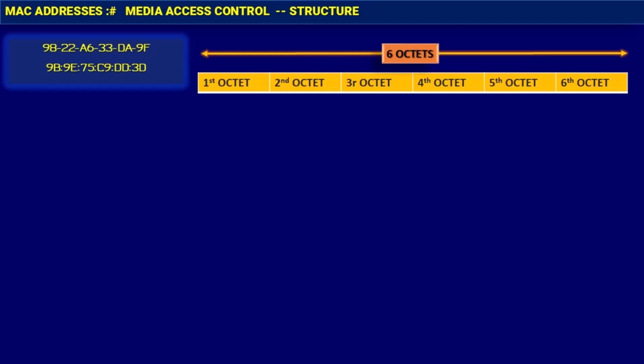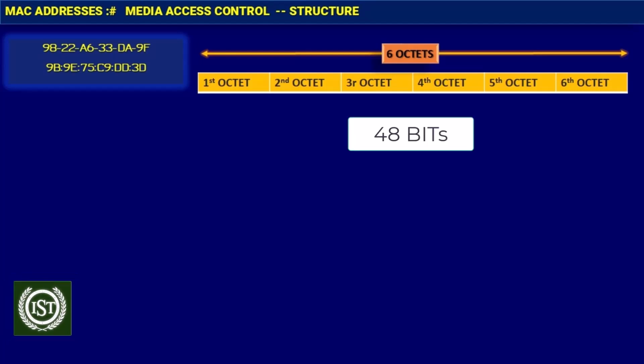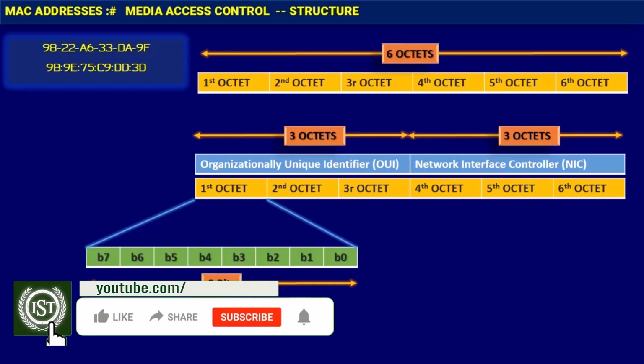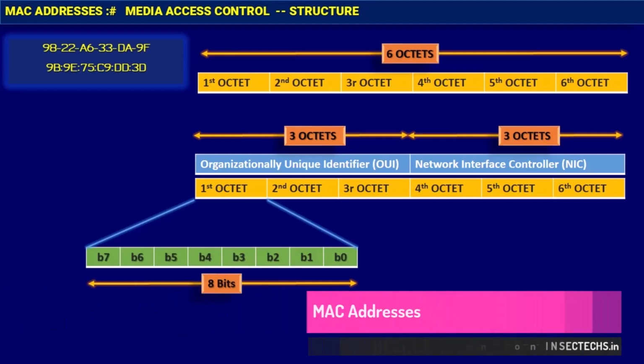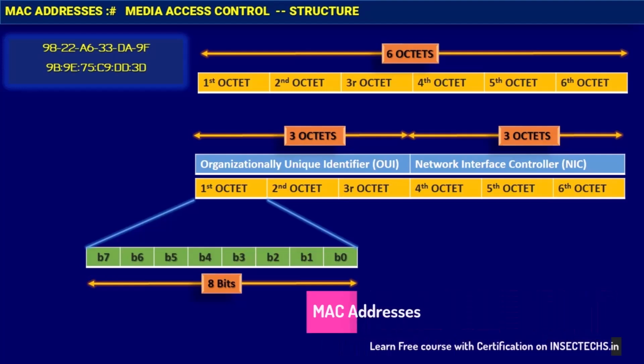As said, a MAC address is made of 48 bits and is divided into 6 sets. Each set is called an octet and there are a total of 6 octets, making 6 into 8, 48 bits. The first 3 octets are the OUI, that is organizationally unique identifier. So the first 3 octets, that is 8 into 3, 24 bits, are the manufacturer's identification, and the last 24 bits are the network interface controller identification, that is to identify the device to which it has been assigned.